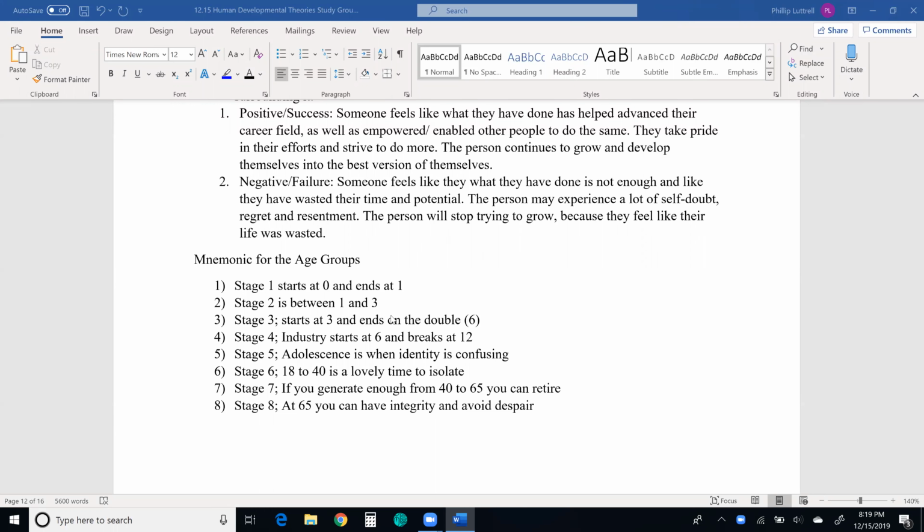Stage 6, 18 to 40, is a lonely time to isolate. So 18 to 40, intimacy versus isolation. Stage 7, if you generate enough from 0 to 40, then from 40 to 65, you can retire. Stage 8, at 65, you have integrity and avoid despair. So those are easy ways to remember the different ages for the different stages and to keep yourself motivated and driving throughout the entire thing. So those are the different human developmental theories: Piaget, Kohlberg, and Erikson's.